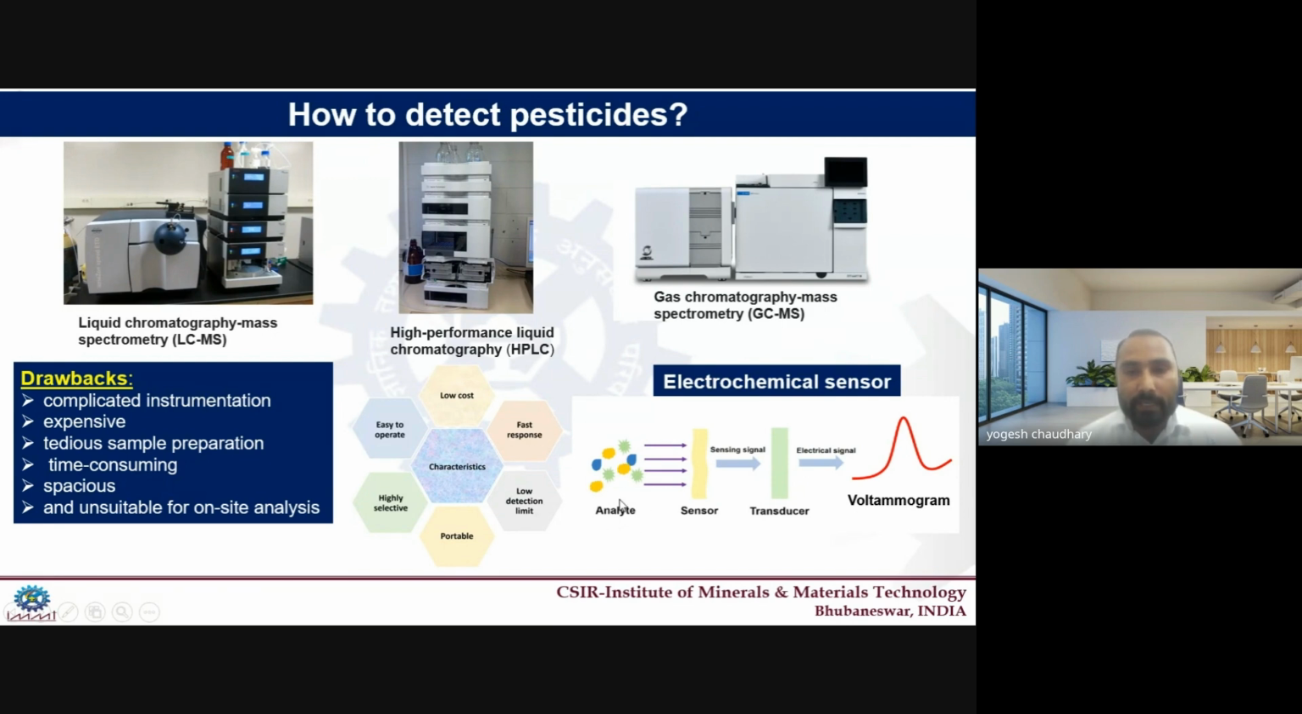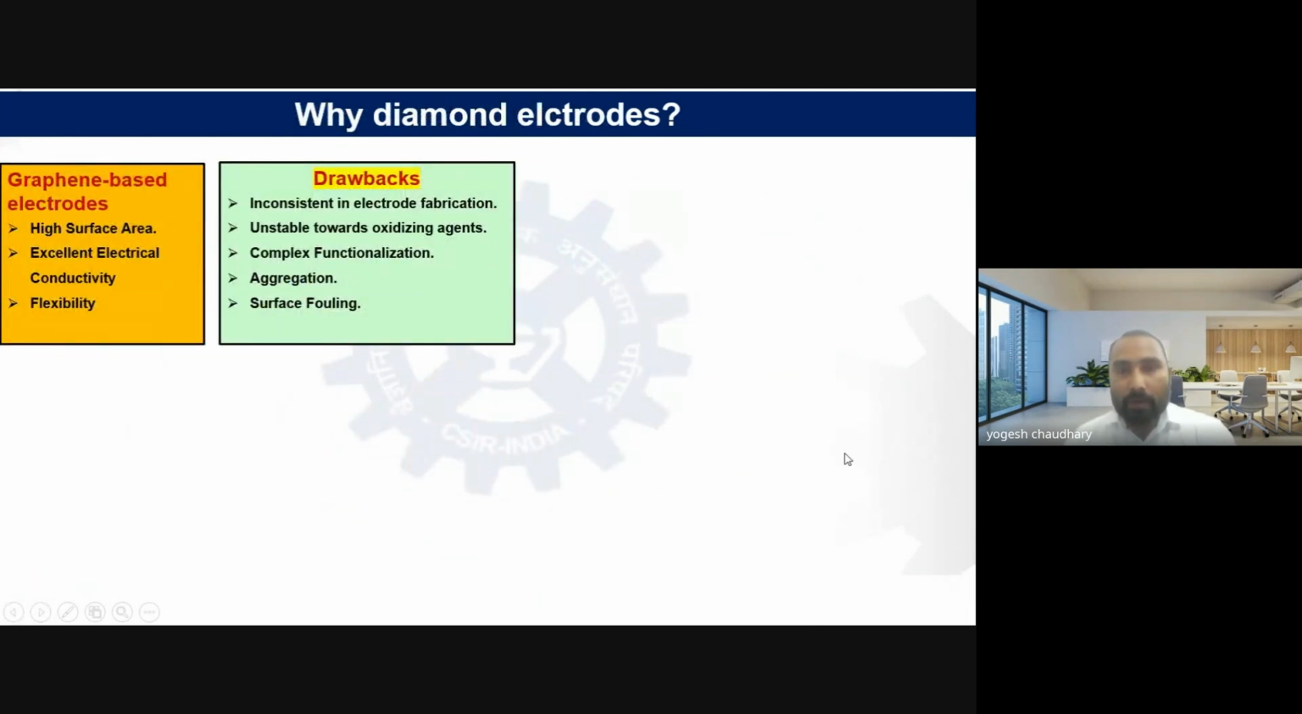Just for example, an analyte may be like cadmium, which Miss Monika was telling about, and here for me, it's a toxic pesticide like paraquat. When it gets in contact with the electrochemical sensor, it gives a sensing signal that is converted by the transducer, giving a peak-shaped voltammogram. If there is a peak-shaped voltammogram, we can say it is detecting. Now, for detecting, we need an electrode.